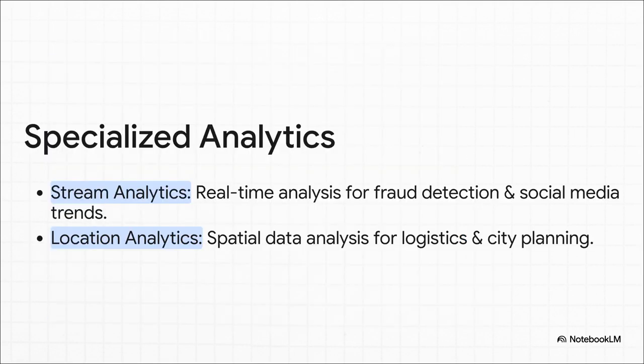And hey, besides that main ladder, there are a couple of other specialized types worth knowing. Stream analytics is all about analyzing data the very second it's created. We're talking real-time stuff, like spotting credit card fraud as it happens. Then there's location analytics, which is all about geography, using maps and spatial data to optimize everything from delivery routes for a package to where a city should put a new park.